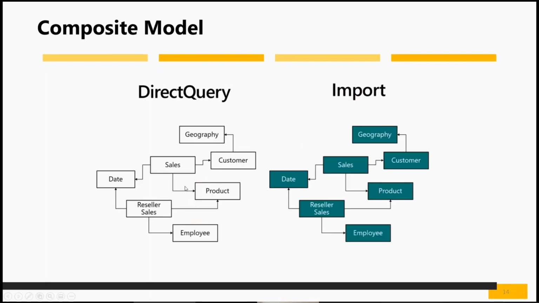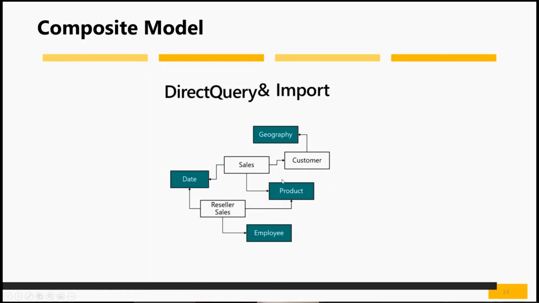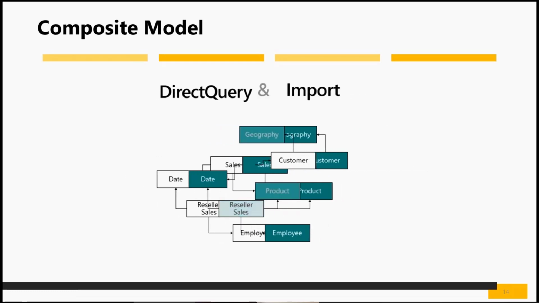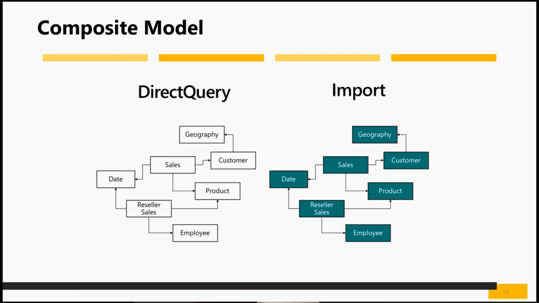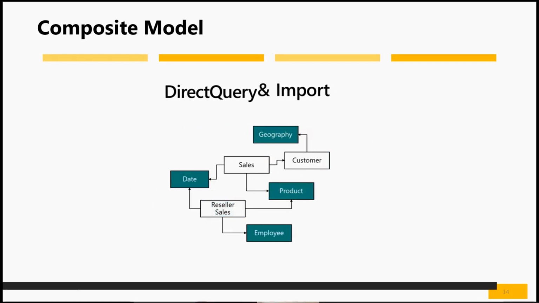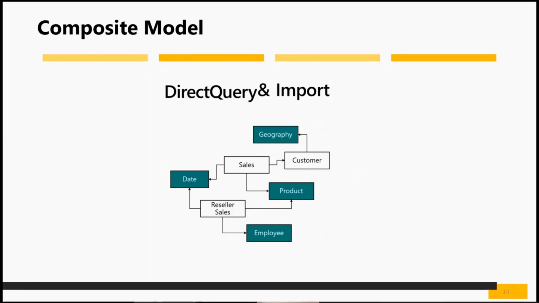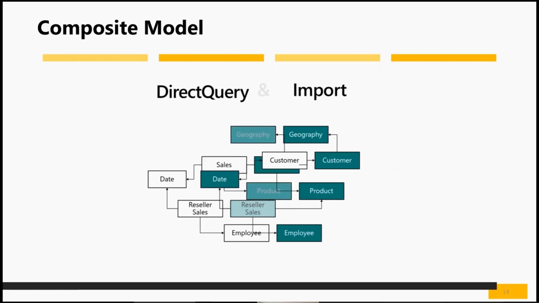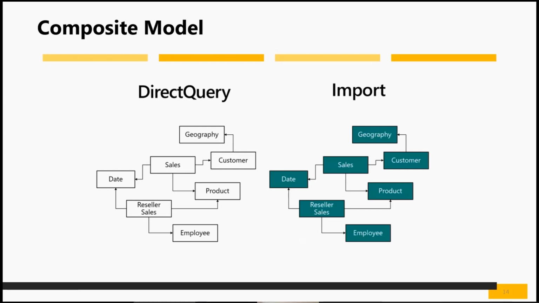Here you can see from the green color, some date, product, employees, geography. In that case we can import those smaller dimensions, and we can get data used in direct query for facts and high volume dimensions. In that case, we can increase the performance of the model, and the Power BI report will get faster. So that is the concept of the composite model.